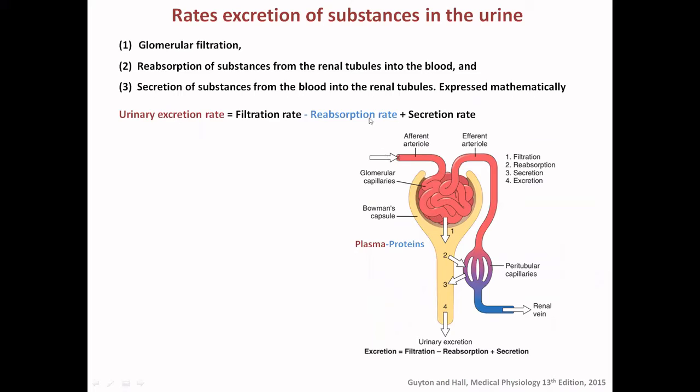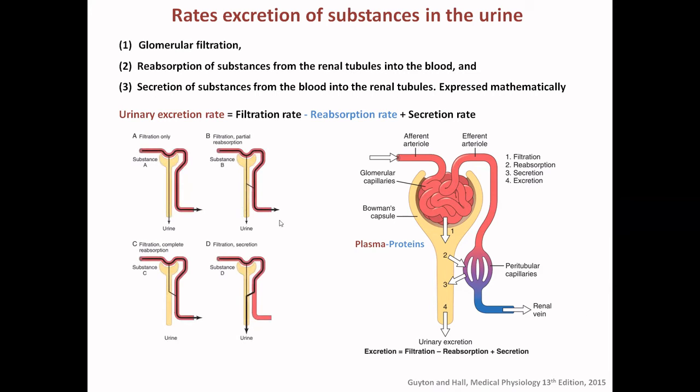Okay, then the rate of excretion, as we have discussed briefly in the previous slide: the glomerular filtration is determined by the hydrostatic pressure and the colloid osmotic pressure discussed earlier. Then the reabsorption of the substances from the renal tubules into the blood, that we will discuss in the following slides, and the secretion of the substances from the blood into the renal tubules. Okay, that is expressed mathematically as urinary excretion rate equals filtration rate minus reabsorption rate plus secretion rate.